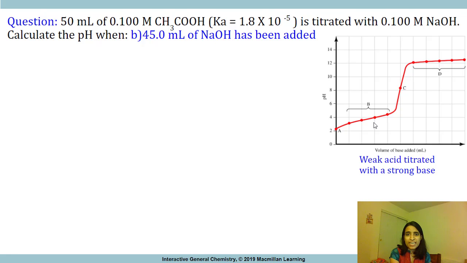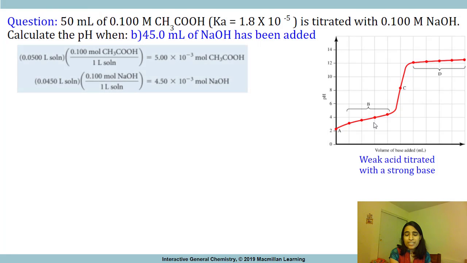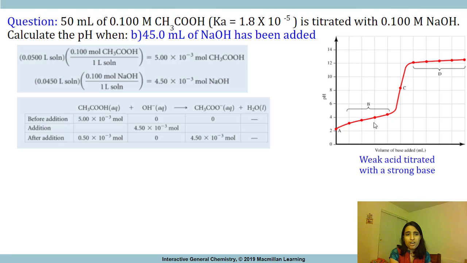So let's go ahead and make an ICE table. But what is special about this ICE table is we are going to use moles and not molarity. And we will talk about why we're going to do that. First, let's find the moles of our acid. We have 50 milliliters of 0.1 molarity. So that's going to be 5.00 times 10 raised to negative 3 moles of our acid.